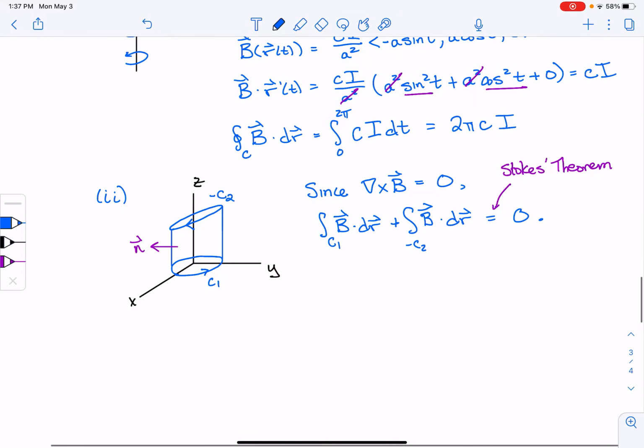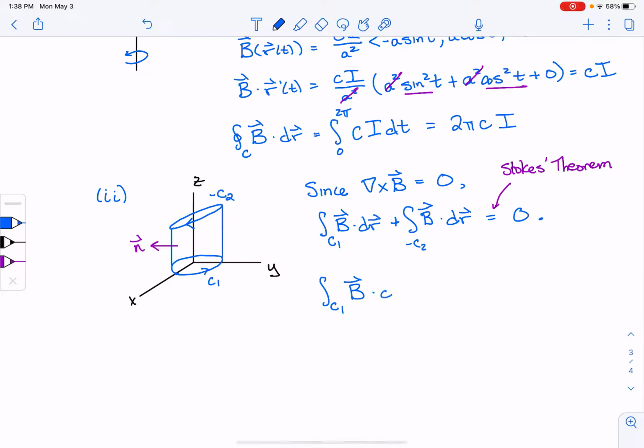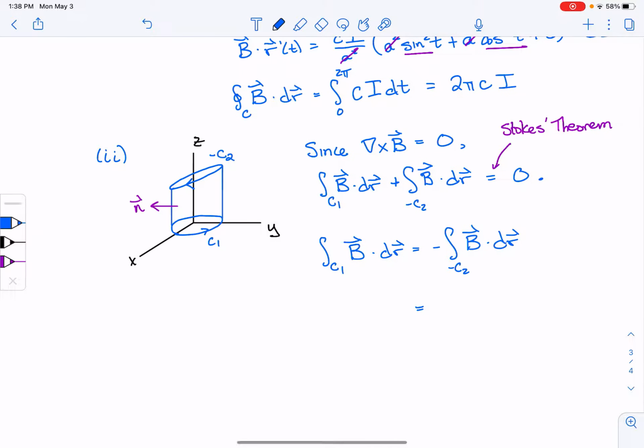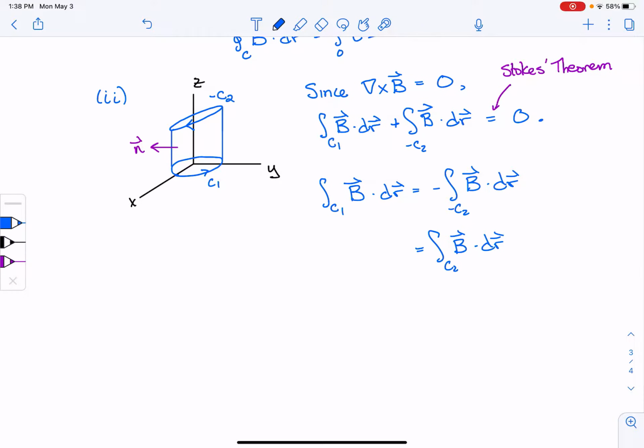Well, what that says is that the integral around C1 of B dot dr is in fact equal to negative the integral around negative C2 of B dot dr. So if we orient the curve in the other direction, if we do the integral around C2 so that it's now counterclockwise, then the integral around C1 of B dot dr is actually going to equal the integral around C2 of B dot dr. Well, that tells me that the integral around C2 of B dot dr is also 2 pi Ci, the same as the integral around C1.